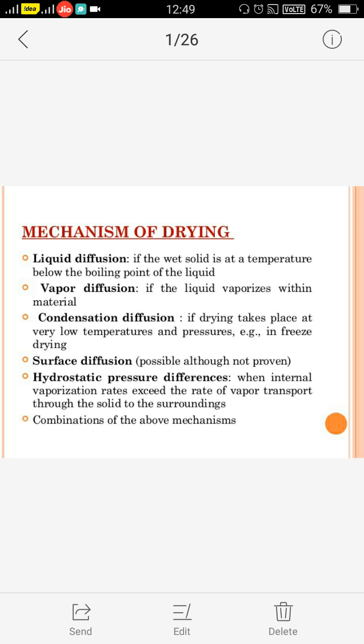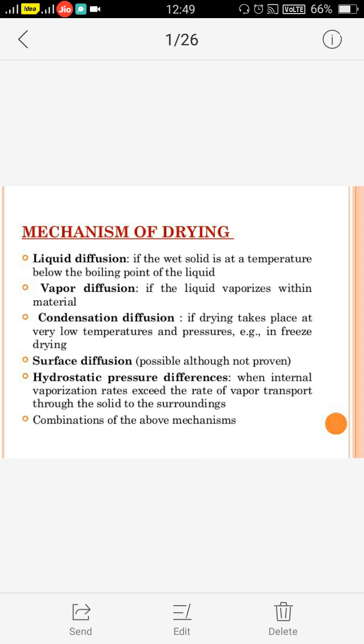The mechanism of drying means moisture is removed from the product, from inert matter to the surface and from the surface to atmospheric conditions. It depends on liquid diffusion, vapor diffusion, condensation diffusion, surface diffusion, and hydrostatic pressure difference. The first mechanism is liquid diffusion: if the wet solid is at a temperature below the boiling point of the liquid, at that time moisture is removed from the product. Then vapor diffusion, if the liquid vaporizes within the material.